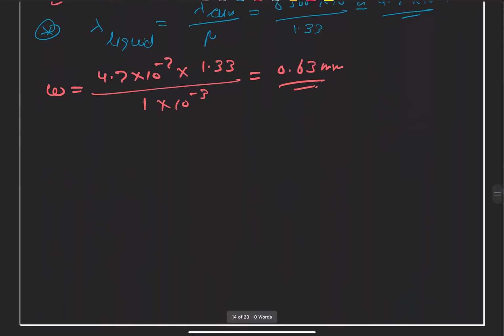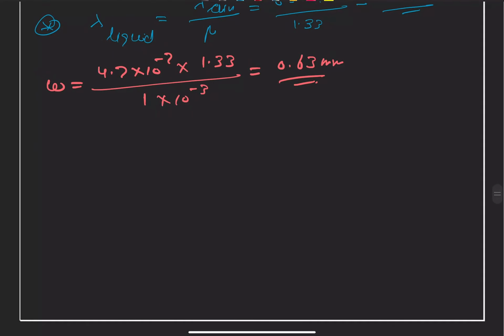We have to come to the B part now, and in part B we have to adjust the minimum, that is our first order minimum, on the central axis by inserting a thin glass sheet. So it basically means we have to create a path difference of lambda by 2 between the light waves from the two slits.